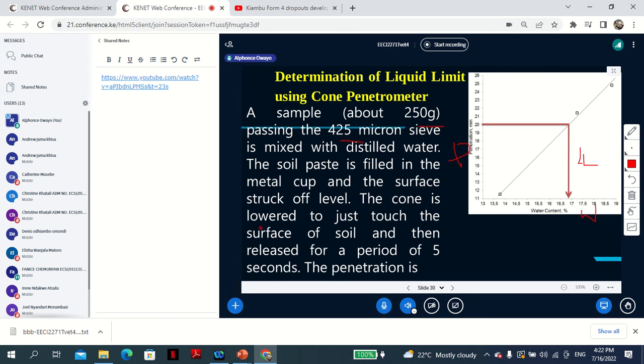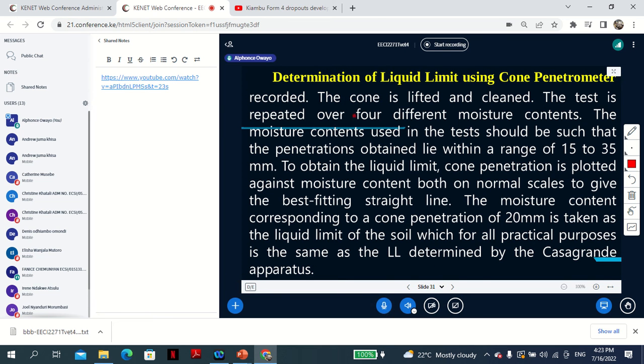The cone is lowered to just touch the surface of the soil and then released for a period of 5 seconds. The penetration is recorded. The cone is lifted and cleaned. The test is repeated over 4 different moisture contents. The moisture contents used should be such that the penetrations obtained lie in a range of 15 to 35 millimeters.